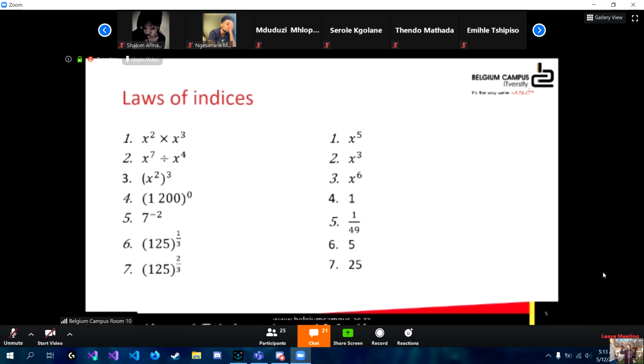Those were the expected answers. 2 plus 3 is 5. 7 minus 4 is 3. 2 times 3 is 6. Anything to the power of 0 is 1. 7 to the power of minus 2 is the same as 1 over 49. The cube root of 125 is 5. The cube root of 125 squared is 25. All right, please make sure that those rules are at your fingertips and you are able to recall and apply them.